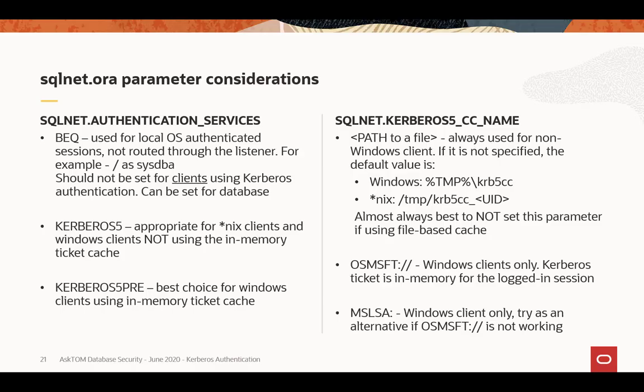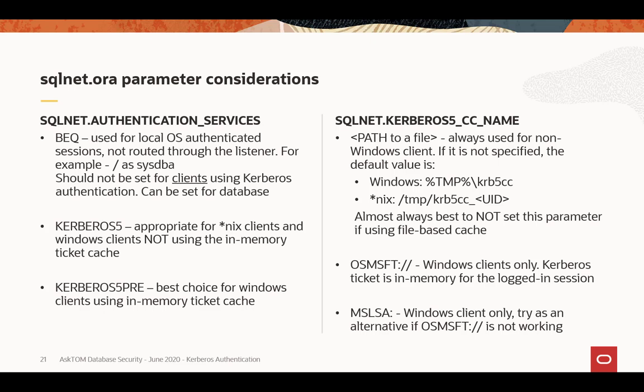Now let's talk about Kerberos cache name. On a Windows client, cache name is pretty easy. I'm almost always going to want to use the in-memory ticket that I got when I logged in. The exceptions to that are if my Windows client is not actually a member of the domain, then I may want to not use the in-memory ticket because it didn't come from the right domain controller. But other than that, it'll almost always be the in-memory ticket.